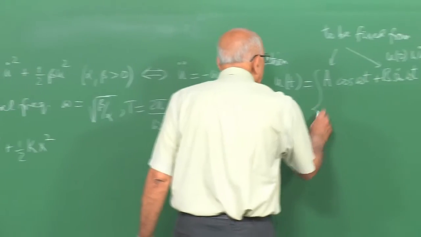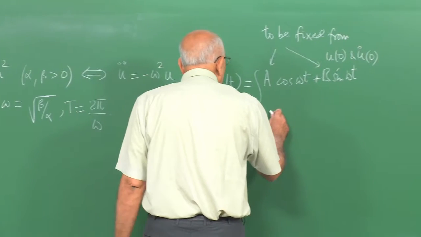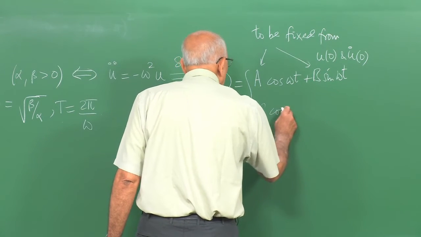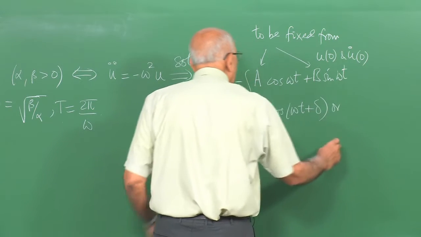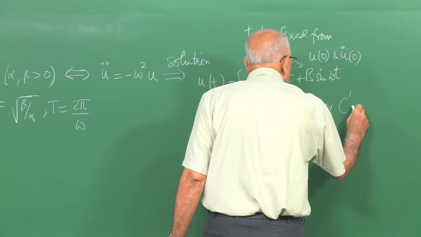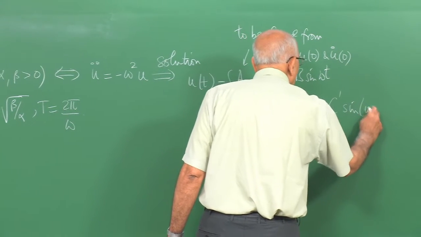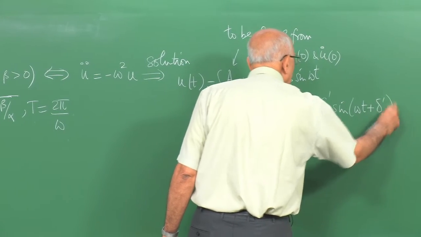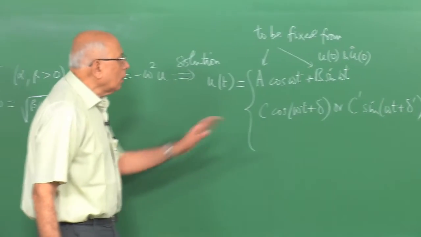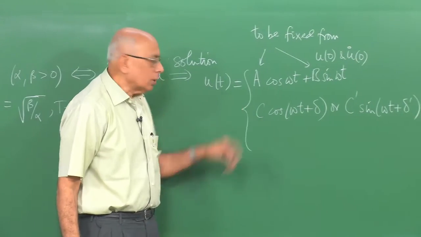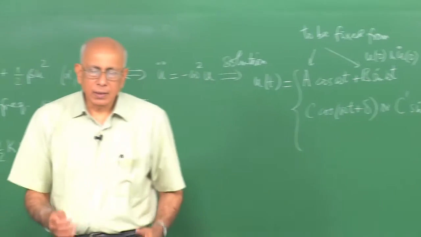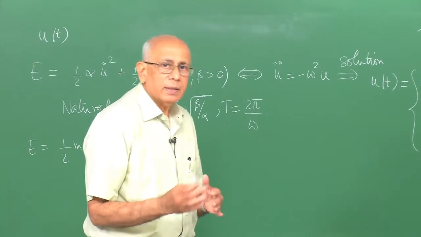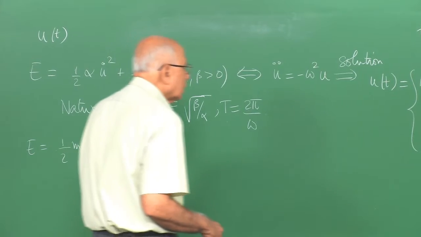But you can also write this general solution another way. You can write this as c cosine of omega t plus delta, or for that matter some c prime sine of omega t plus delta prime. These are all equivalent ways of writing the solution, because this expression when expanded will give you two constants: a c cos delta and a c sin delta, which are two different constants.